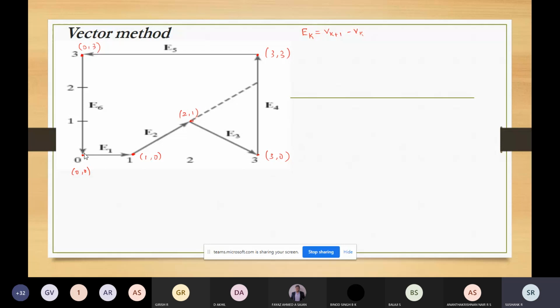So how do we find the edge vector? The edge vector is the difference between two vertices. In our example, E1 is calculated by V1 minus V0. Similarly, E2 is calculated with V2 minus V1, and E3 with V3 minus V2. It is the difference between two successive vertex positions. Once the edge vectors are found, we can find the cross product.